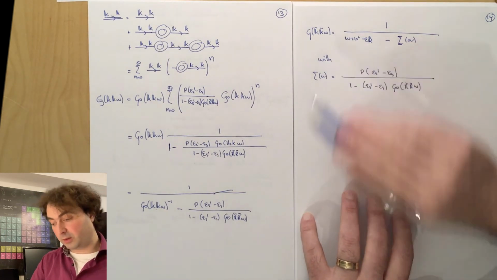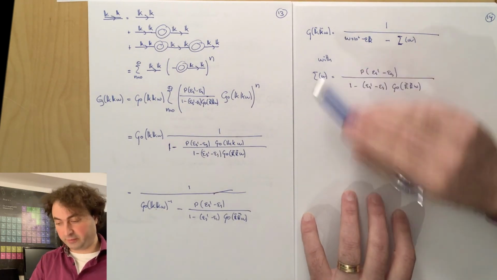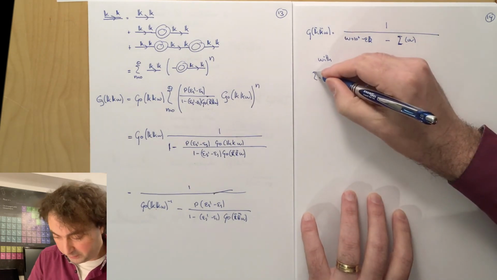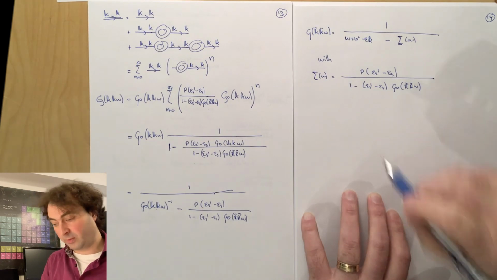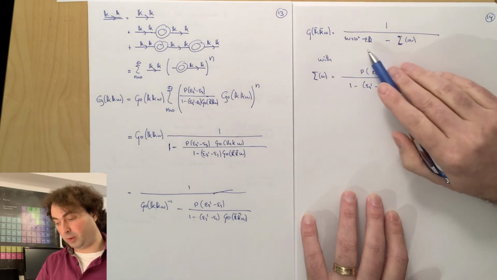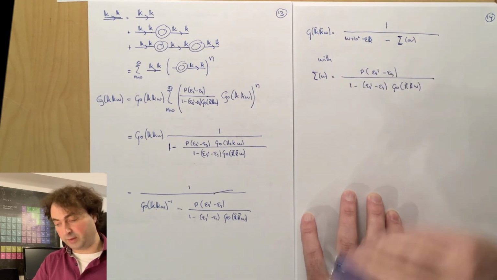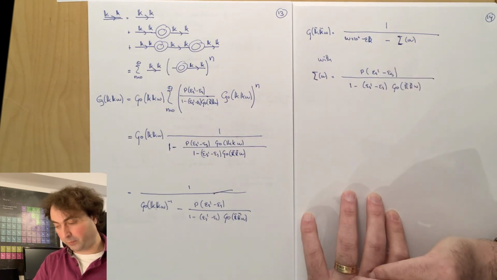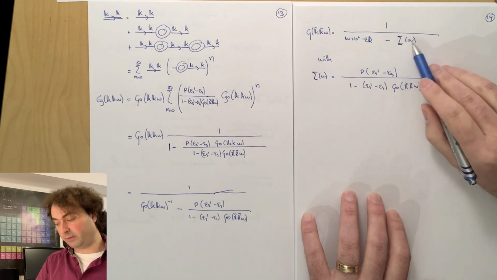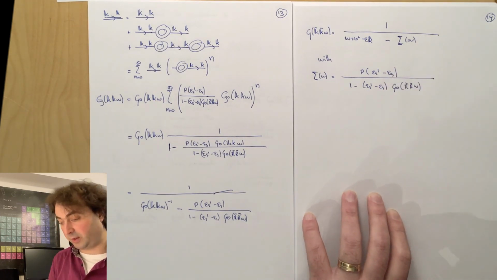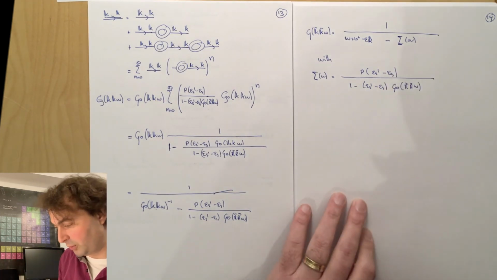We now can Fourier transform from frequency space to the time domain, and for that we can make an approximation, and that is our Green's function becomes large when omega is roughly equal to epsilon k. So instead of taking here the self-energy as a function of omega, we can take the self-energy at epsilon k, because that is the leading contribution.